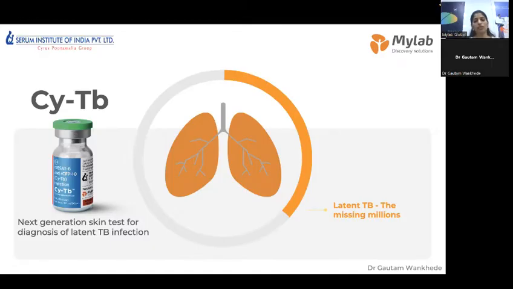In our discussion today, we will be focusing on the differential rates of latent TB, the prevalence of latent TB on a global and Indian scale, the significance of Site TB in the accurate detection of latent TB, and the advantages of using Site TB for early detection and treatment of latent TB.